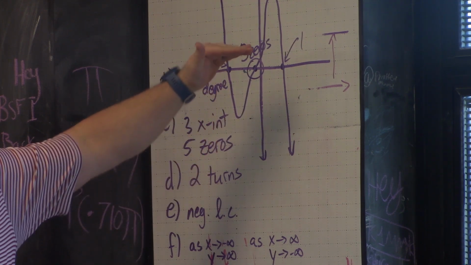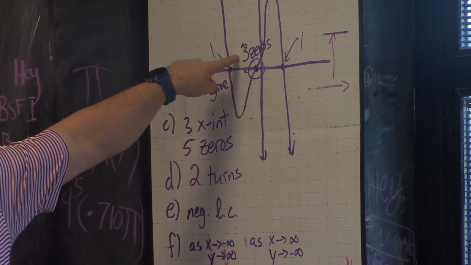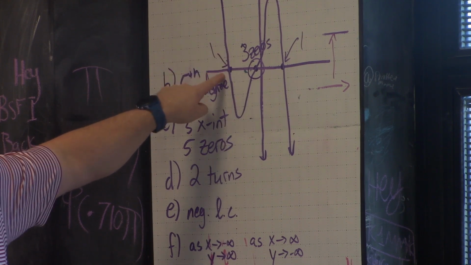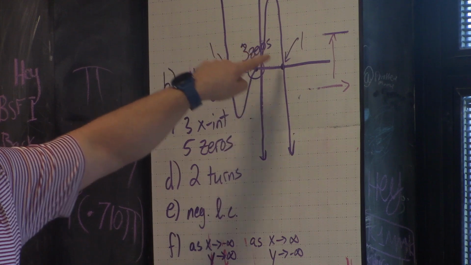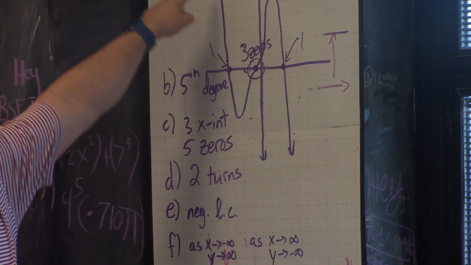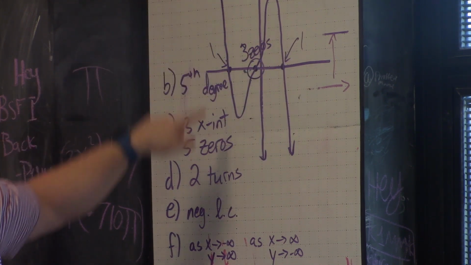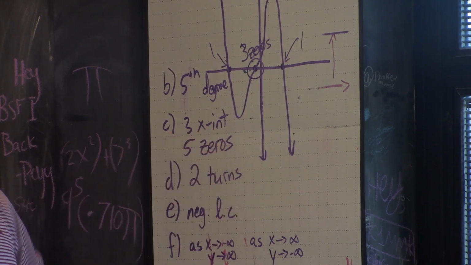To curve through like this, it's a triple root, 3 zeros. So 1, 2, 3, 4, 5 zeros. And what degree is it? 5th degree, right? So only 3 x-intercepts, but 5 zeros. So higher multiplicities and imaginary zeros can change the number of x-intercepts, okay? So please make a note of that.